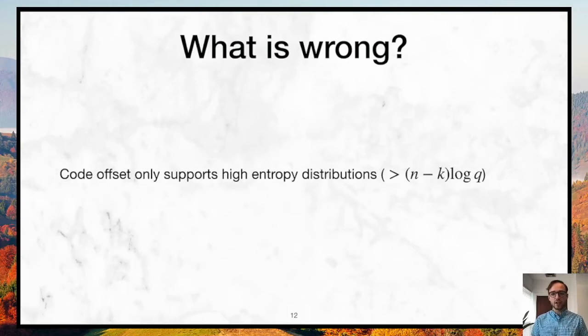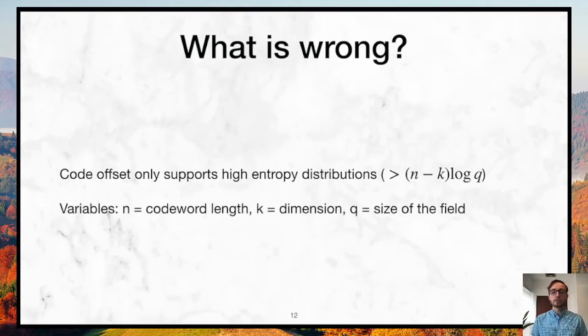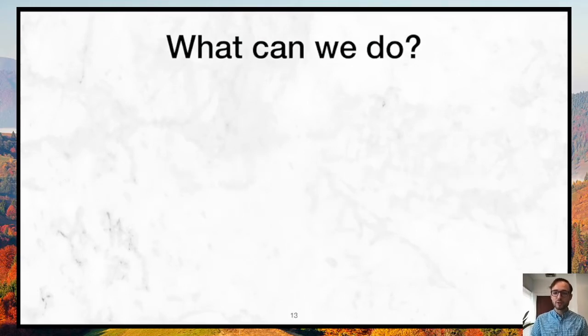That is, the entropy of the distribution must be at least n minus k times log q, where n is the code word length, k is the dimension of the code, and q is the size of the field in which the code resides. We hope to support distributions with less entropy than this. So the question is, what can we do to improve the code offset construction?